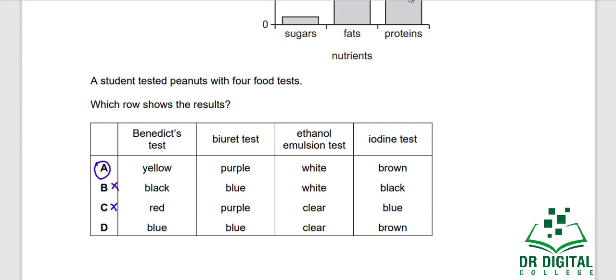For D, it is saying that there are no sugars. Benedict test is negative. Protein test, the Biuret test, is negative. It's telling us that there are no sugars and no proteins, so that is wrong. So the answer for this question is A.